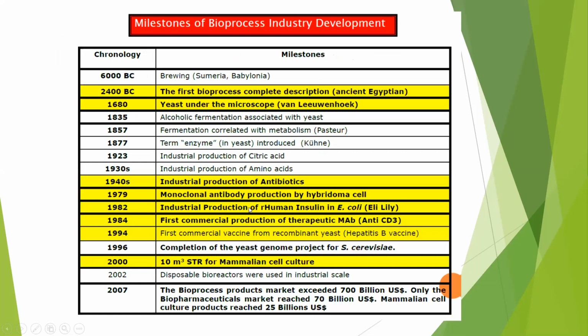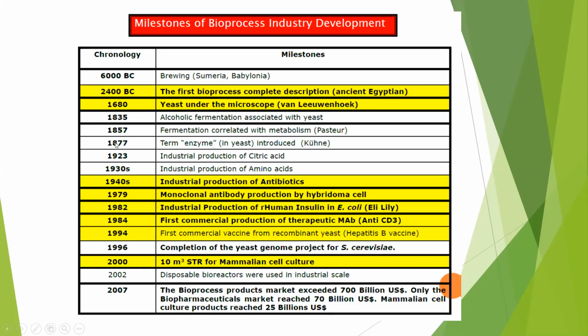Now the milestones in bioprocess industry development: in 6000 BC, brewing, which was happening in Sumeria and Babylonia. In 2400 BC, the first complete bioprocess description was found in ancient Egyptians. In 1618, yeast was observed under the microscope. In 1835, alcoholic fermentation was associated with yeast. And in 1857, fermentation was correlated with metabolism, as identified by Pasteur.